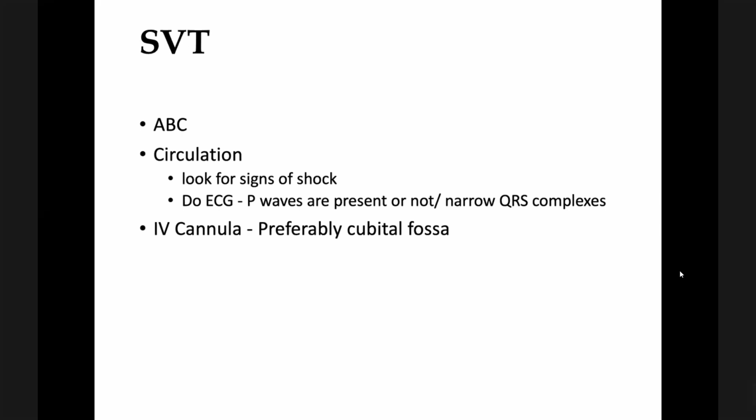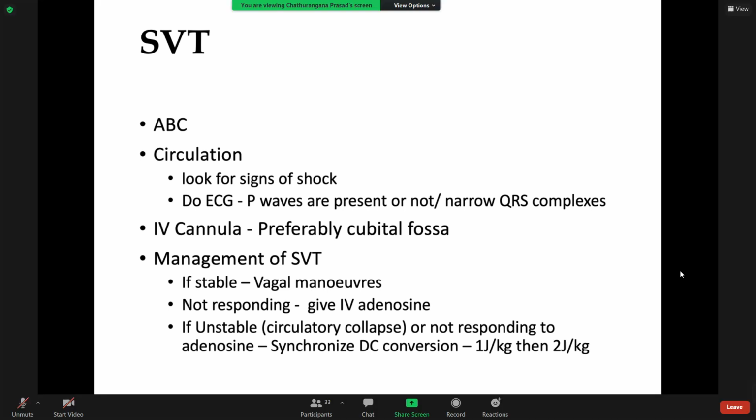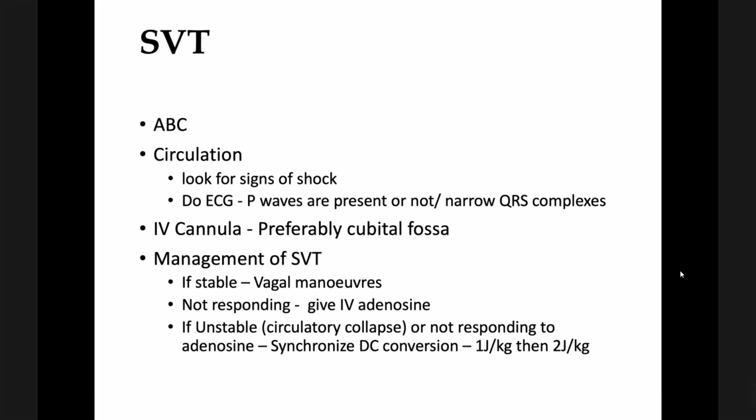So if you inject it to a peripheral line, such as on the hand or the foot, by the time it reaches the heart, it's already disintegrated, right? It may not be very useful. So if the patient is stable, that is, although the patient has tachycardia, the heart rate may be as high as 200 or 250, but the patient still is capable of maintaining his blood pressure. So when you record the blood pressure, you can get a reading and the patient is not in shock. So if that is the case, you can try vagal maneuver.